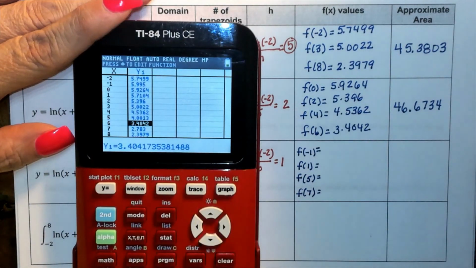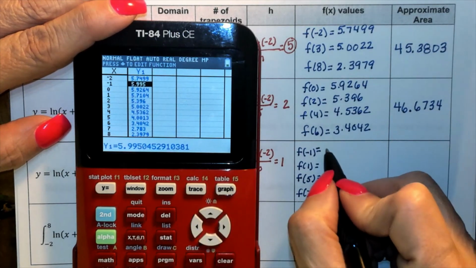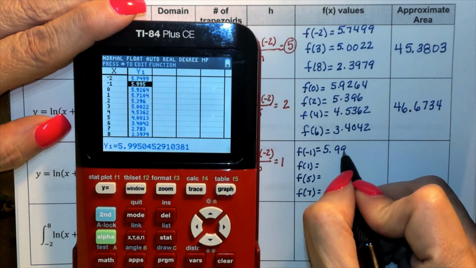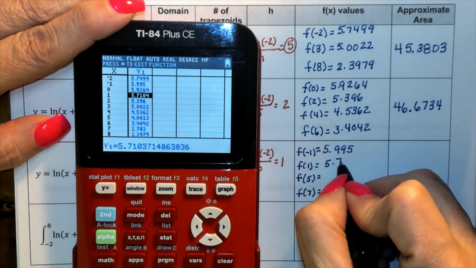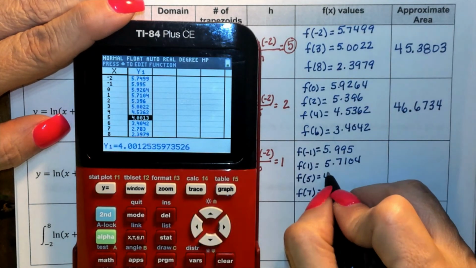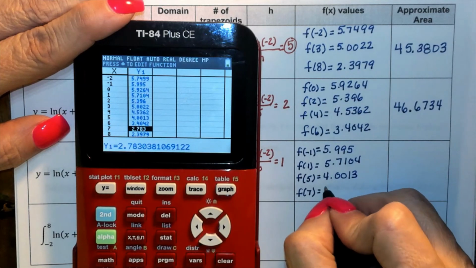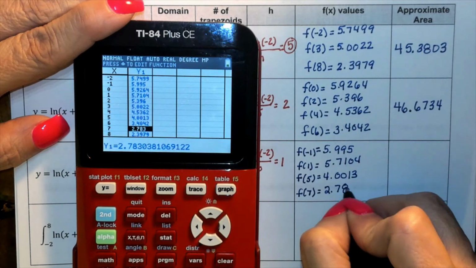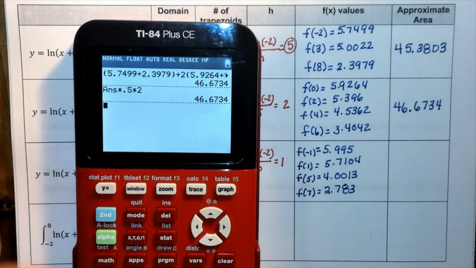Alpha y equal, no, sorry, table. Okay, so we need f of -1, 5.995, f of 1, 5.7104, 4.0013. I hope you're still with me.